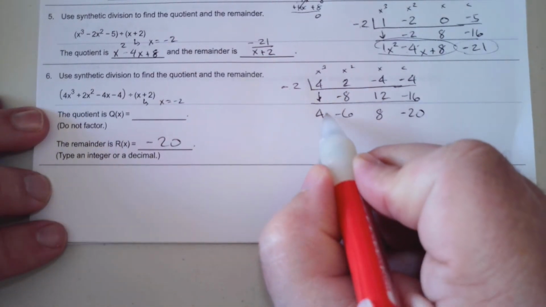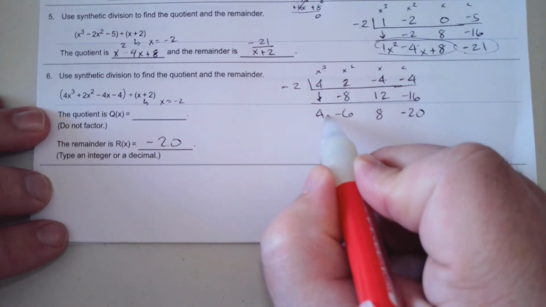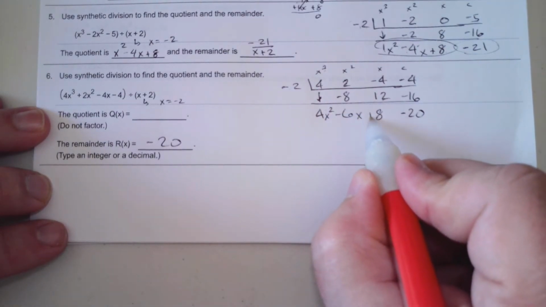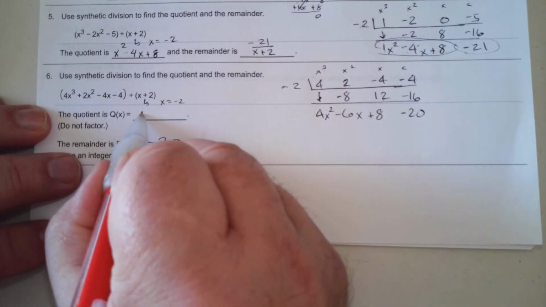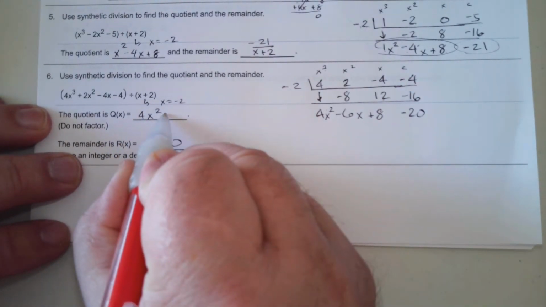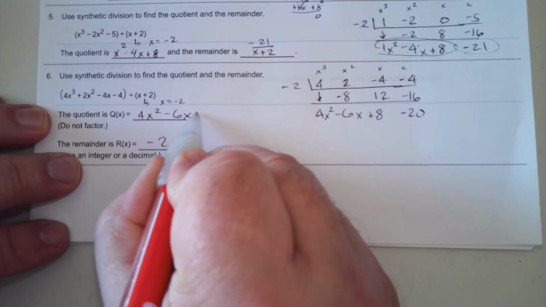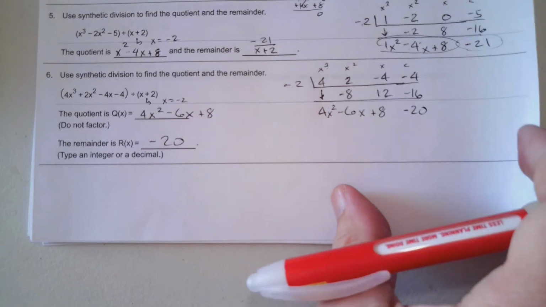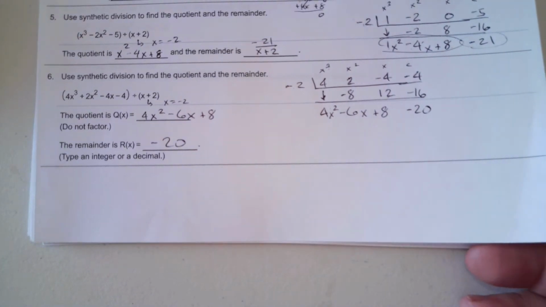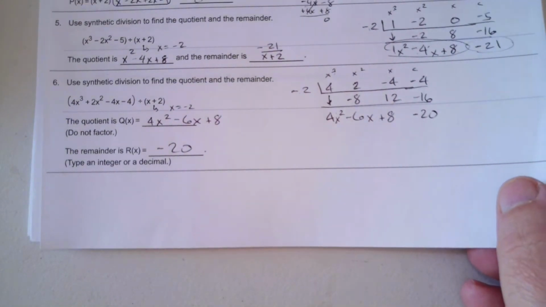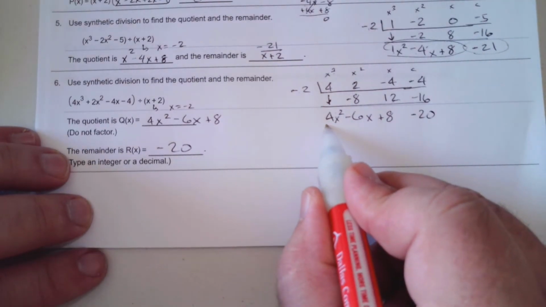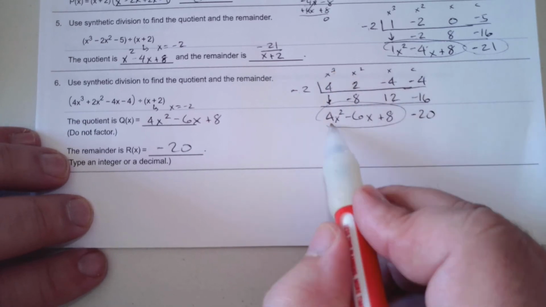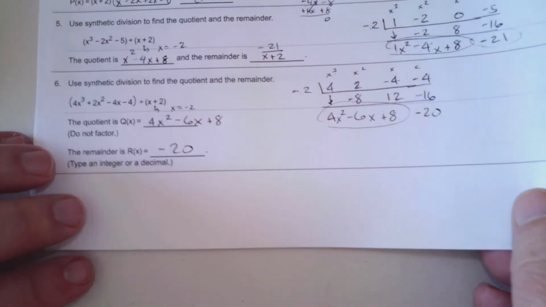And the quotient, since it started off with x cubed, this one's x squared, this one's x, and that one's the constant. So it's 4x squared minus 6x plus 8. Whatever's on the bottom here, start off with the one less than the highest exponent of your numerator and go down.